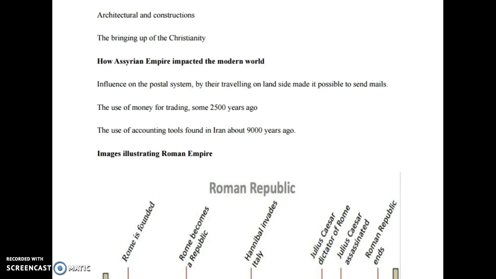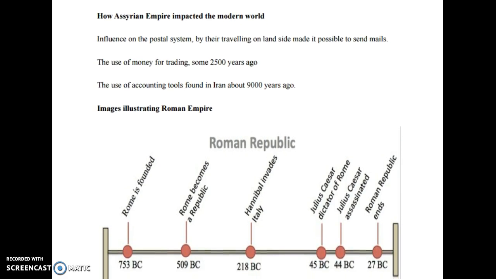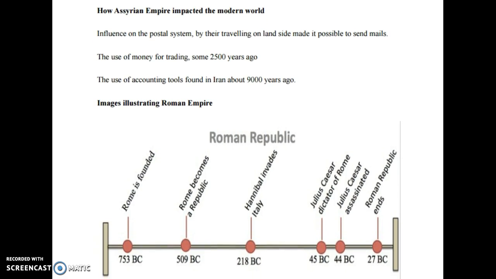Now, having looked at the impact of the Roman Empire on modern society, it's good now to look at the impact of the Assyrian or the Persian Empire on the modern world society. From this culture, we find that it influenced the postal system, given that they traveled across a large area of land. Also, they introduced money about 2,500 years ago. They are the ones who introduced currency for trading.